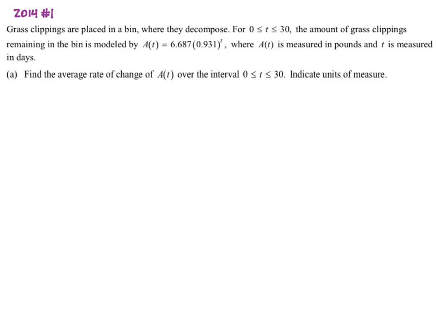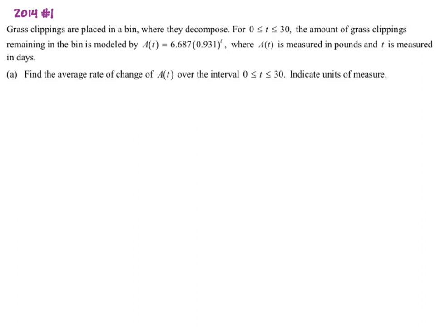Alright, for number 1, it says grass clippings are placed in a bin where they decompose. The amount of grass clippings remaining in the bin is modeled by A of t, where A of t is measured in pounds and t is measured in days. So before we actually read the question here, it says that A is the amount of grass clippings. So pay close attention to that. The units on that are in pounds.